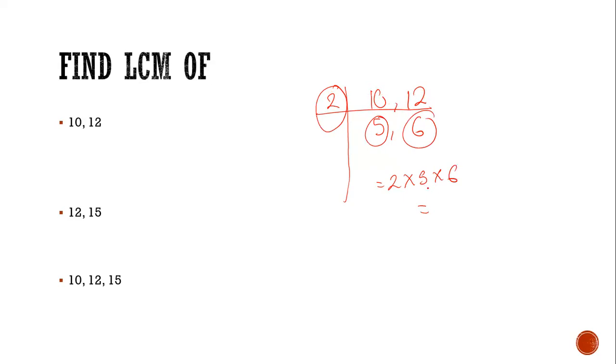2 times 5 is 10. 10 times 6 is 60. So the LCM of 10 and 12 is 60. And if you check it, 60 divided by 10 is 6. 60 divided by 12 is 5.